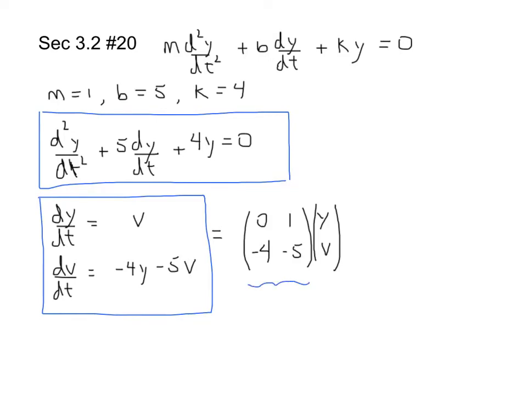And so we can write this system as A times y, where y of t is made up of the position little y and its velocity little v. So in the next page I'm going to find the eigenvectors and eigenvalues, and we'll move from there.